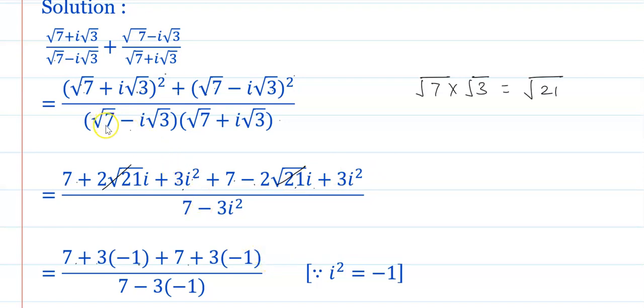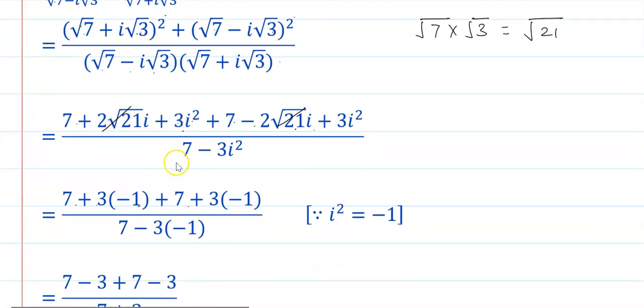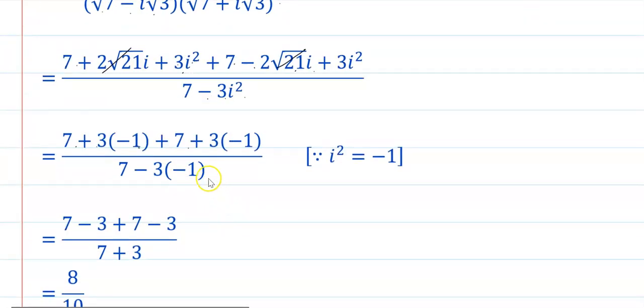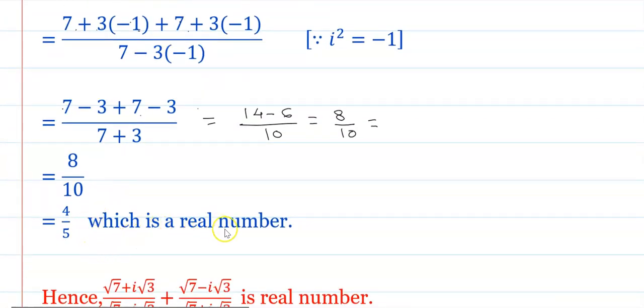Upon the denominator. Look at the denominator. A minus B into A plus B means what? A square minus B square. Means what? 7 minus 3i square. I square is minus 1. Okay. Next, 7. 3 into minus 1 minus 3. This is the 7. Again minus 3. 7 plus 7, that is a 14. Okay. Here is a 14 minus 6 upon 10. And here you are getting 8 upon 10. And that is equal to 4 by 5, which is the real number.